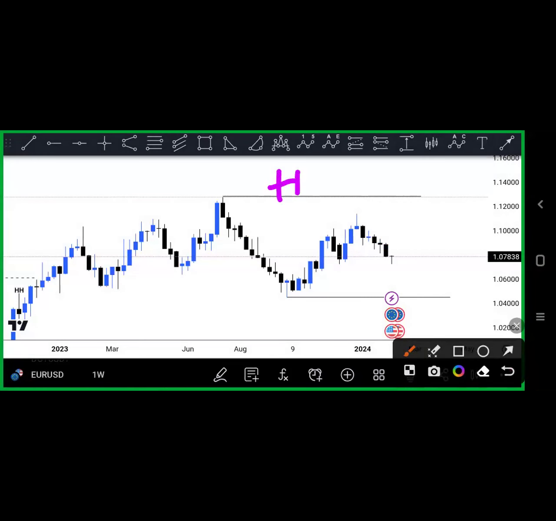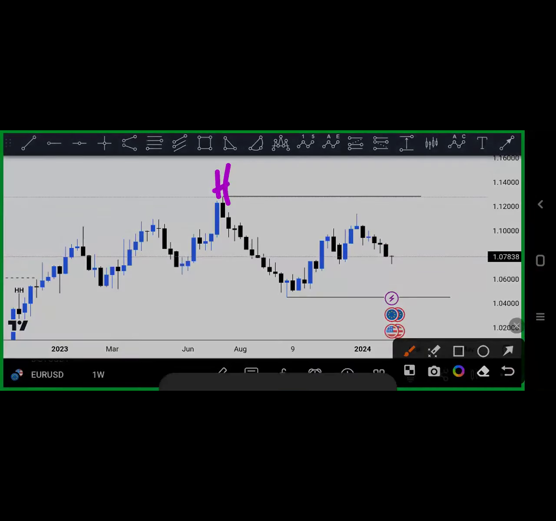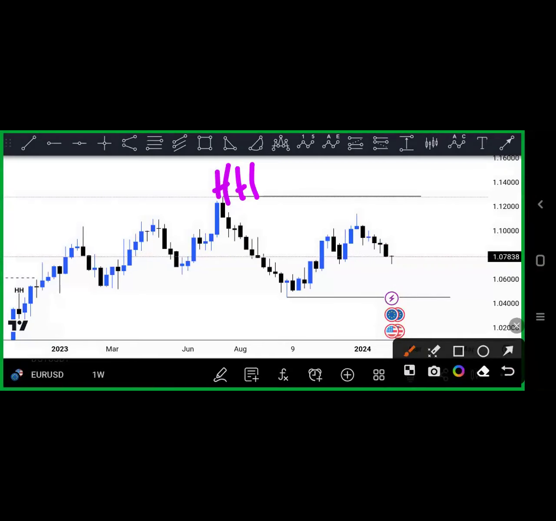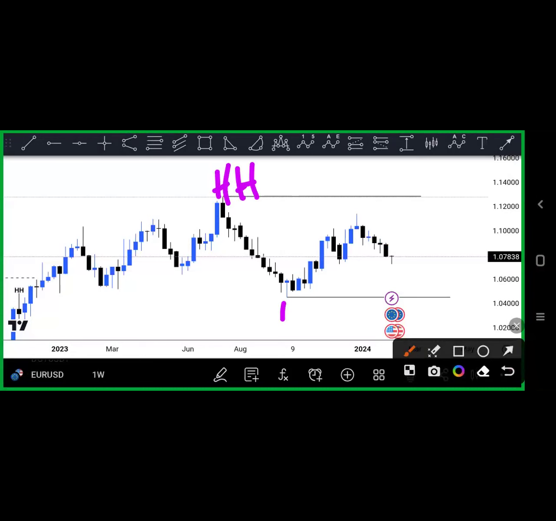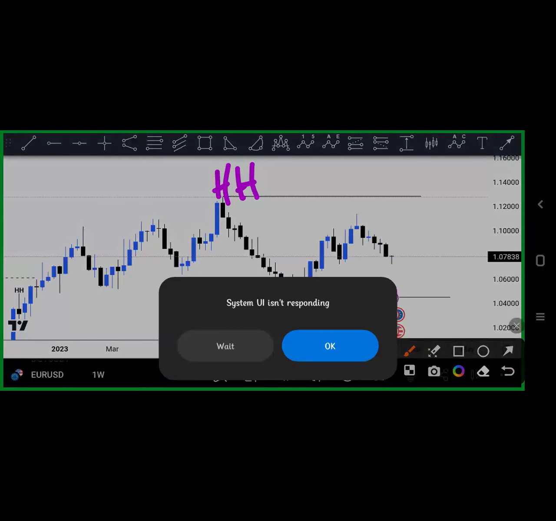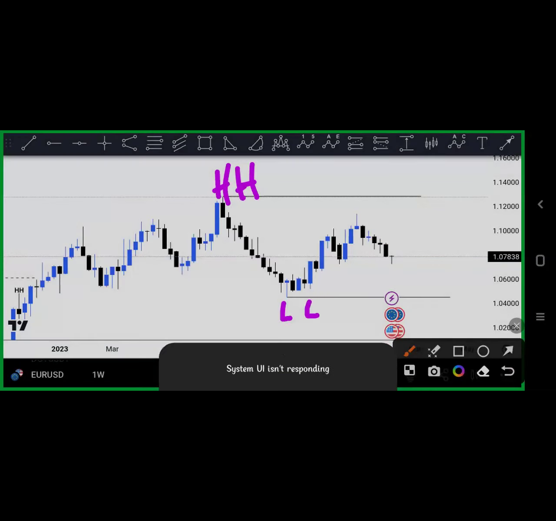This guy here is the higher high. And this zone here, this is our lower low, LL. There's what we call high and low in the market, and there's what we also call higher high. Higher high is the highest level in the chart, and the lower low is the lowest low in the chart.